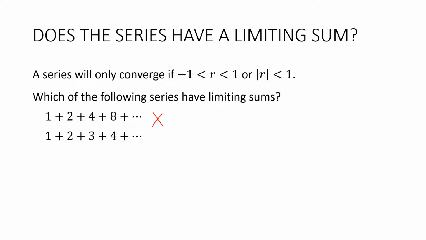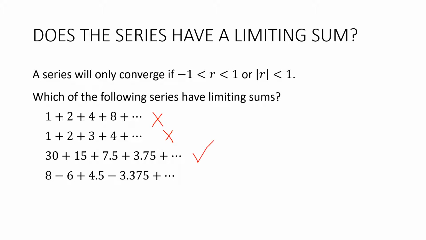This one here is arithmetic. It's not even geometric. It goes up by 1 each time. There aren't any arithmetic series that have a limiting sum, only geometric ones. So this one's no. What about this? I'm halving each term as I go along. So r is a half, and that's less than 1, so yes, this one will have a limiting sum.